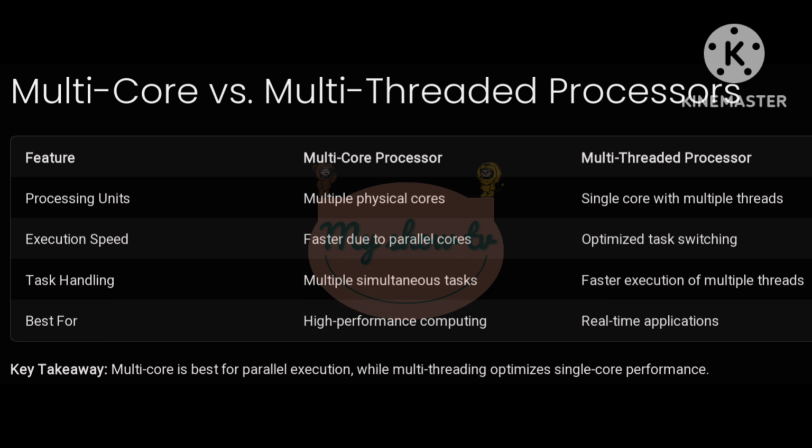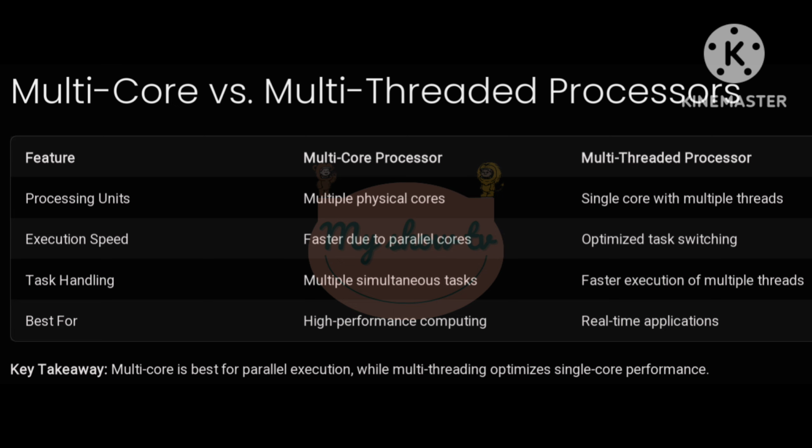3. Task handling. Multi-core CPUs are better for heavy parallel workloads like AI, video editing, and scientific computing. Multi-threading improves efficiency for tasks that require frequent context switching, like real-time applications, e.g., game physics calculations. 4. Best use cases. Multi-core processing is best for data-intensive tasks that require massive parallelization, such as cloud computing and deep learning. Multi-threading is ideal for real-time applications that demand fast, responsive performance, such as financial trading systems and interactive web applications.